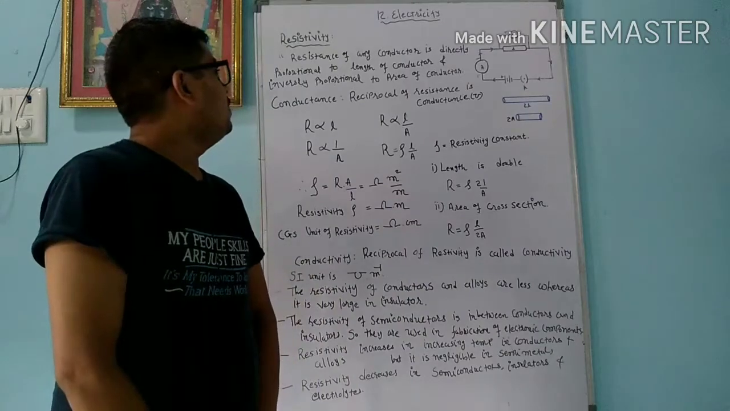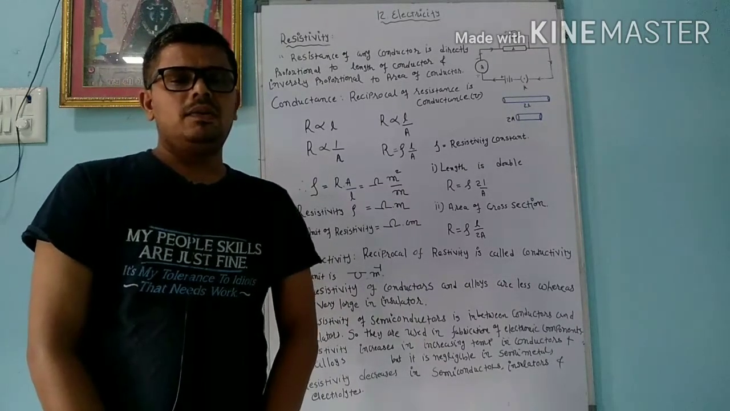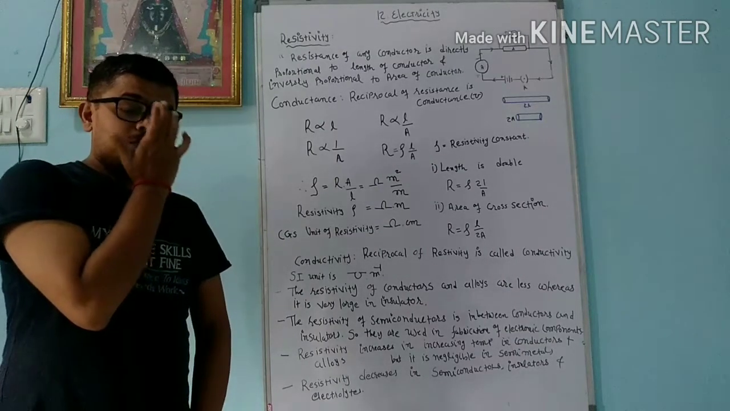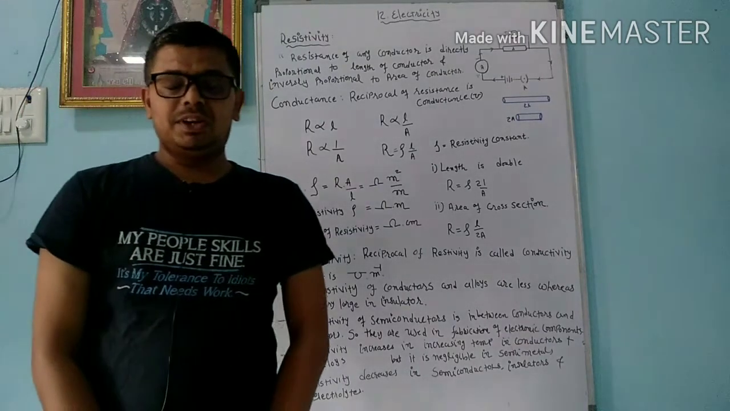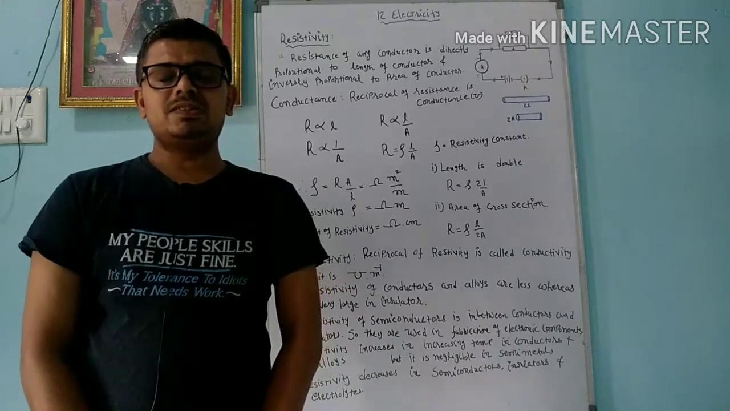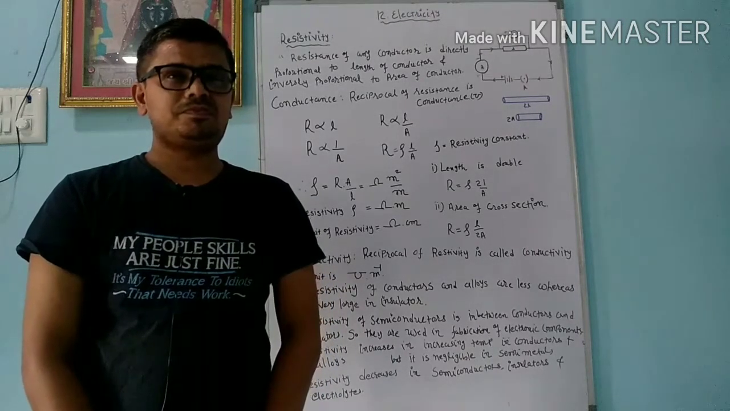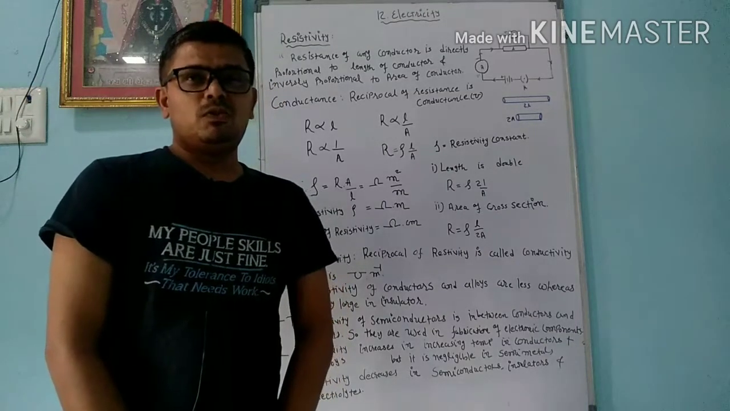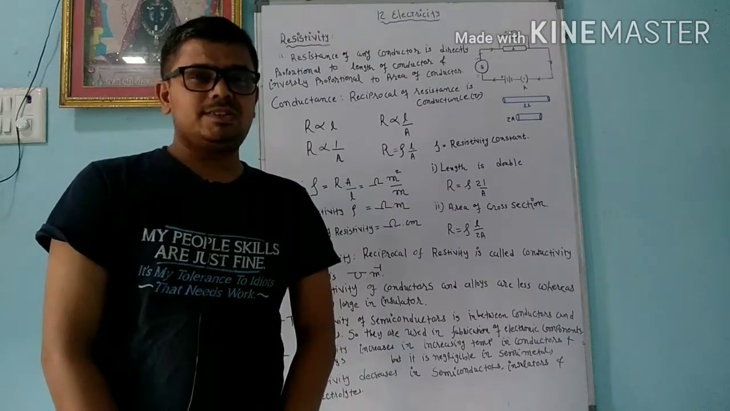Today we will learn chapter number 12, electricity, and we will continue with the resistivity topic. Today we are going to learn about resistivity. Before that, let us understand what is called resistance. Resistance is represented by capital R. The property of a material to oppose the flow of electrons is called resistance.